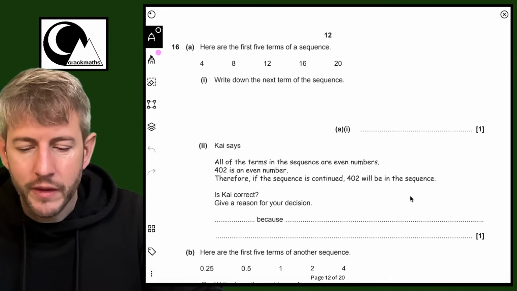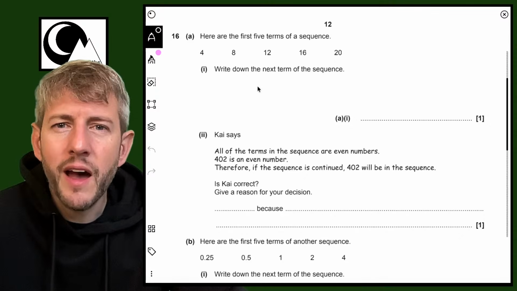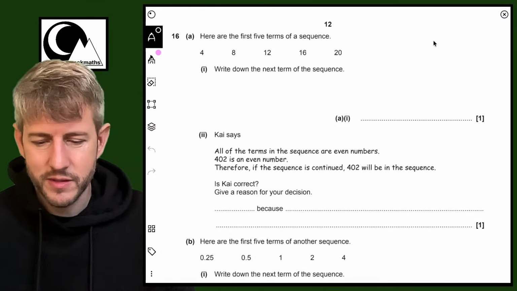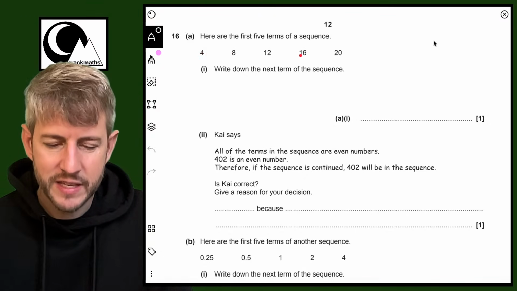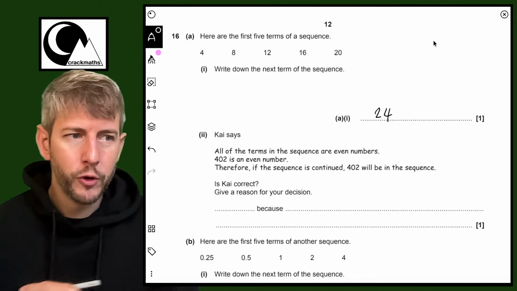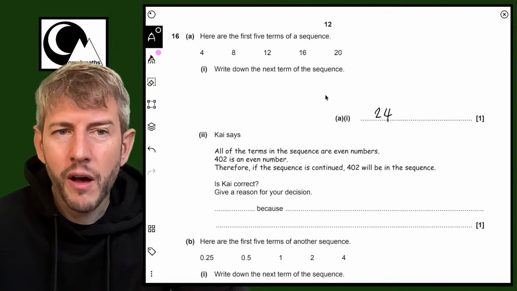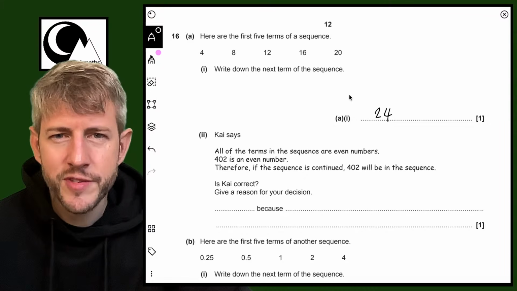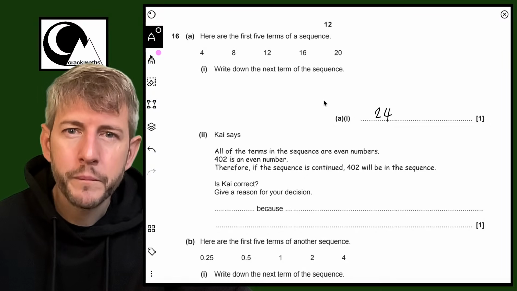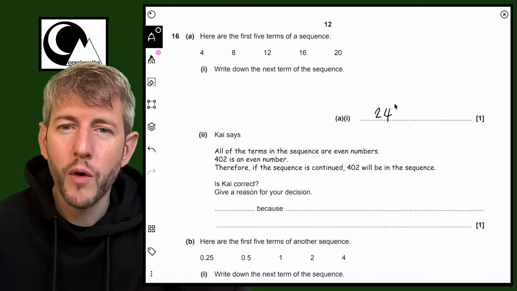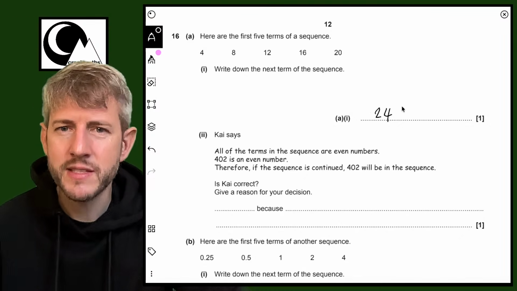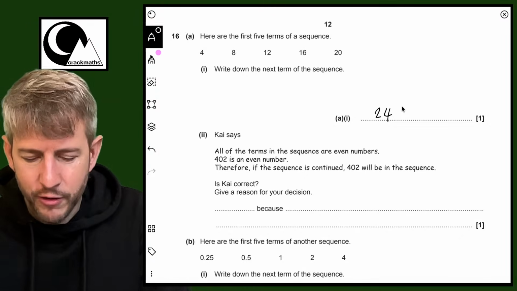Question 16. So question 16 says, here are the first 5 terms of a sequence. Write down the next term of the sequence. Okay, so 4, 8, 12, 16, 20. It's going up in 4s, so the next term will be 24. Okay, Kai says all of the terms in the sequence are even numbers. 402 is an even number, therefore, if the sequence is continued, 402 will be in the sequence. Give a reason for your answer. And the answer is, is he correct?